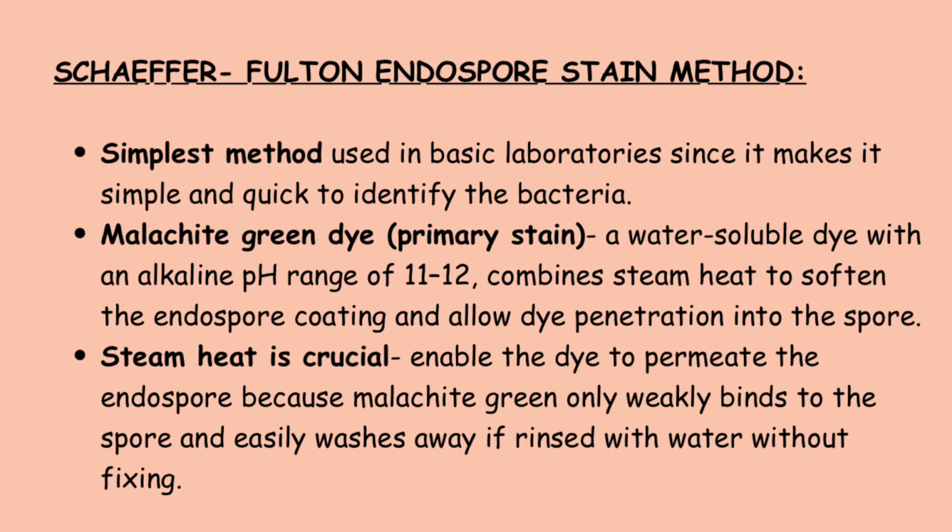It is the simplest method used in basic laboratories because it makes the staining process simple and we can quickly identify the bacteria. As we said, malachite green dye is the primary stain that is used. It is a water-soluble dye with an alkaline pH range of 11 to 12 and it combines with steam heat to soften the endospore coating and allow dye penetration into the spore. Why is it important to provide steam heat? It is because this primary dye is weakly binding to the spore wall, and it will be washed away easily when rinsed with water without fixing. So steaming will help malachite green to permeate the spore wall. That is the reason why it is important to apply steam heat.